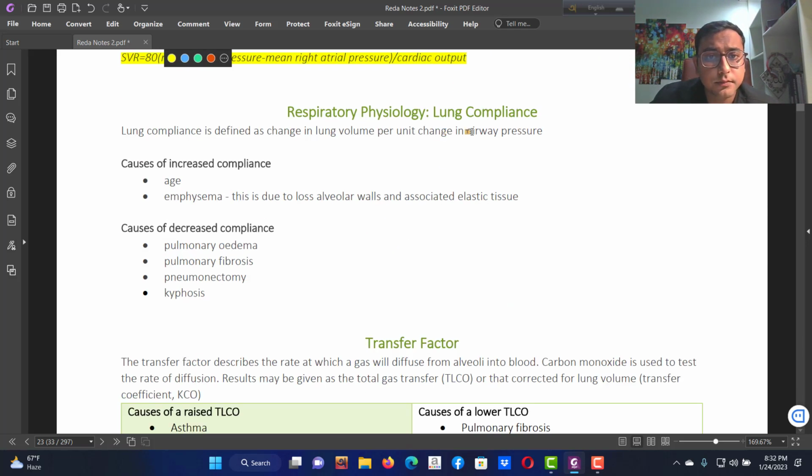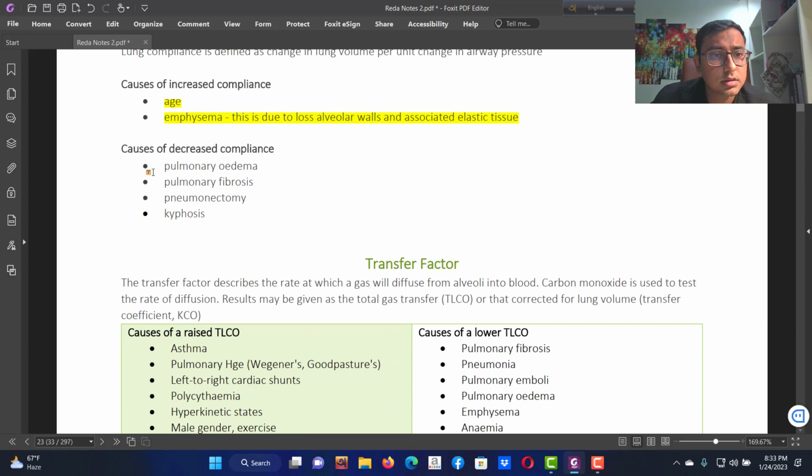Now respiratory physiology, the lung compliance. Lung compliance is defined as change in the lung volume per unit change in the airway pressure. Causes of increased compliance: age and emphysema. Decreased compliance: fibrosis, pneumonectomy, pulmonary edema. Obstruction and collapse of the lung can decrease compliance, and emphysema causes increased air space in the lung. That's why the elasticity is more during age or in emphysematous patients.